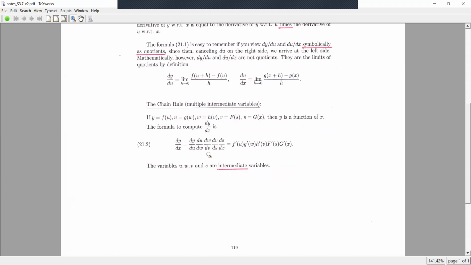This formula is easy to remember. If we cancel du, cancel dw, cancel dv, cancel ds, then we can get back to the left side here. This chain rule says that the derivative of this function is equal to the product of the derivative of all these functions.